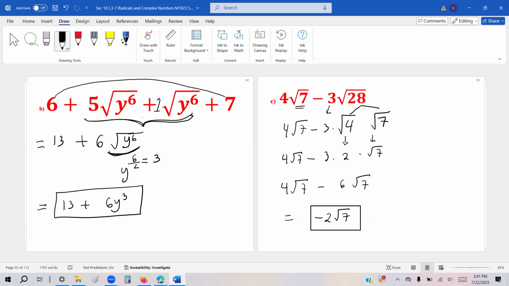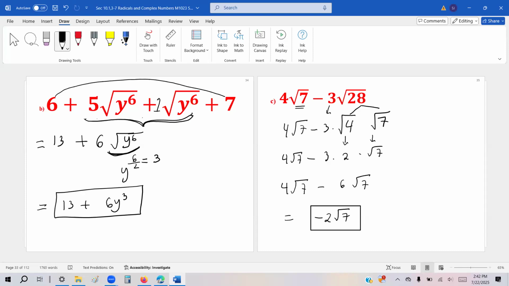Okay, question number 1. In order to add or subtract, what is our requirement? With the same inside. Same radical with the same inside. Do we have the same radical symbol here? Square root, yes. Do you have the same inside, same radicand? No.